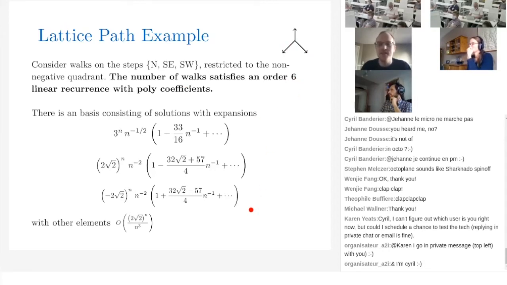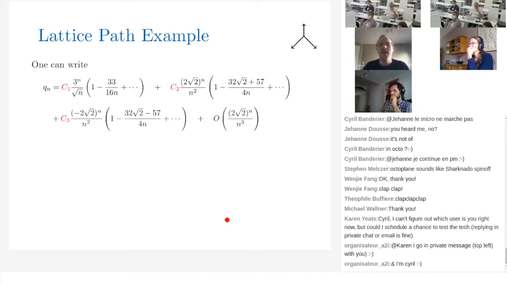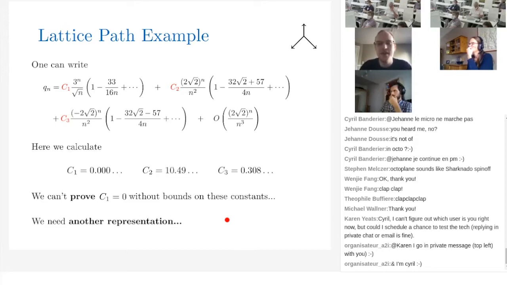So that recurrence has 3 solutions whose expansions look like this. So a 3 to the n, and then 2 terms which are slightly less than 3 to the n, and then everything else is asymptotically lower. So it doesn't really matter. And again, we can write some linear combination. Our sequence will be some linear combination of these. But now if you do this numeric method, you'd calculate that C1 is 0.00000, with many zeros, and then C2 and C3 are something non-zero.